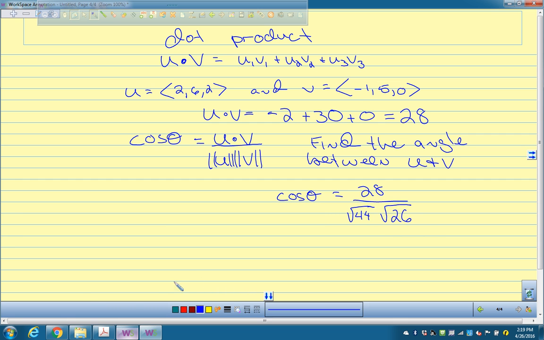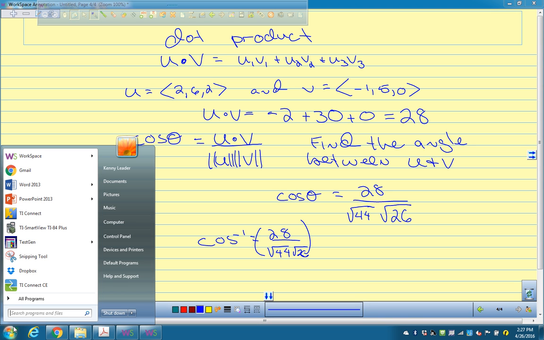Okay. So then you take your calculator and you take the inverse cosine of that. You have to make sure you're in degree mode, okay? You want to take the inverse cosine of the square root of 28 over the square root of 44 times the square root of 26. Did I do that already? I did not do that already. So let's do it.